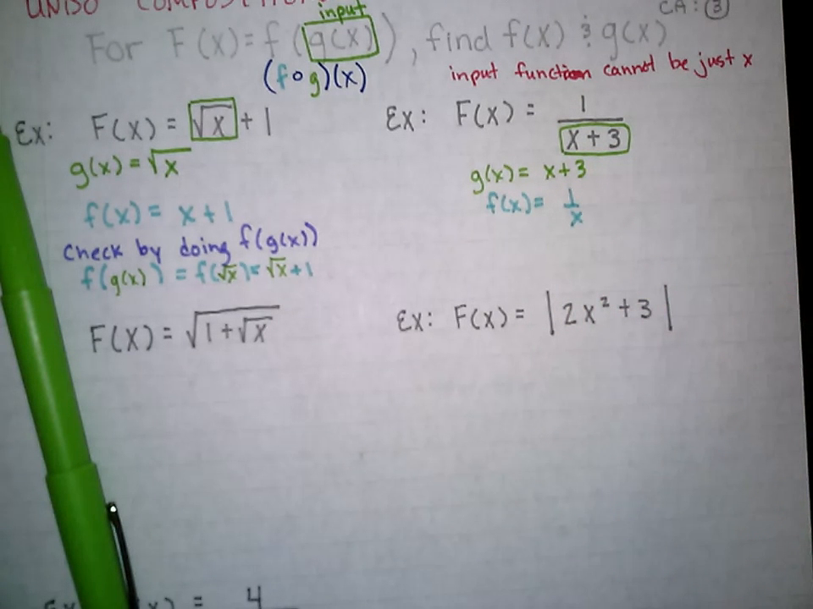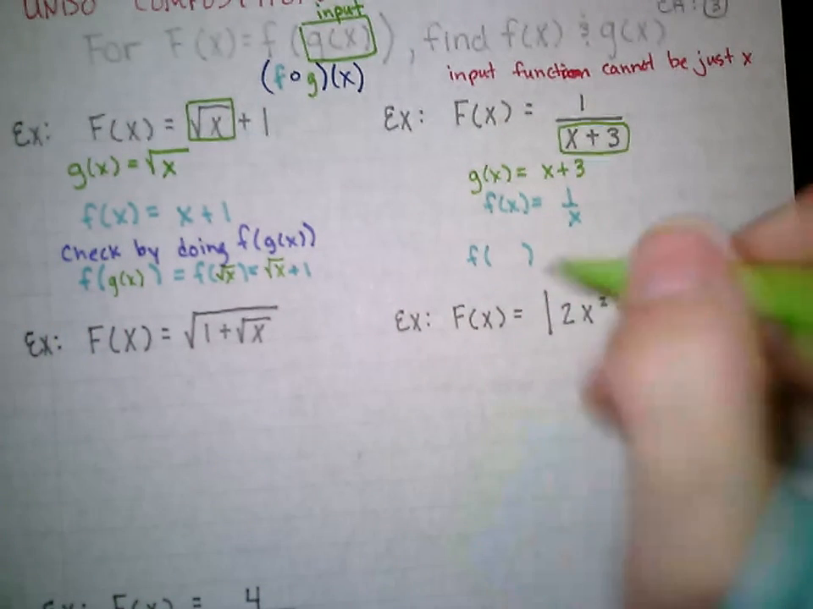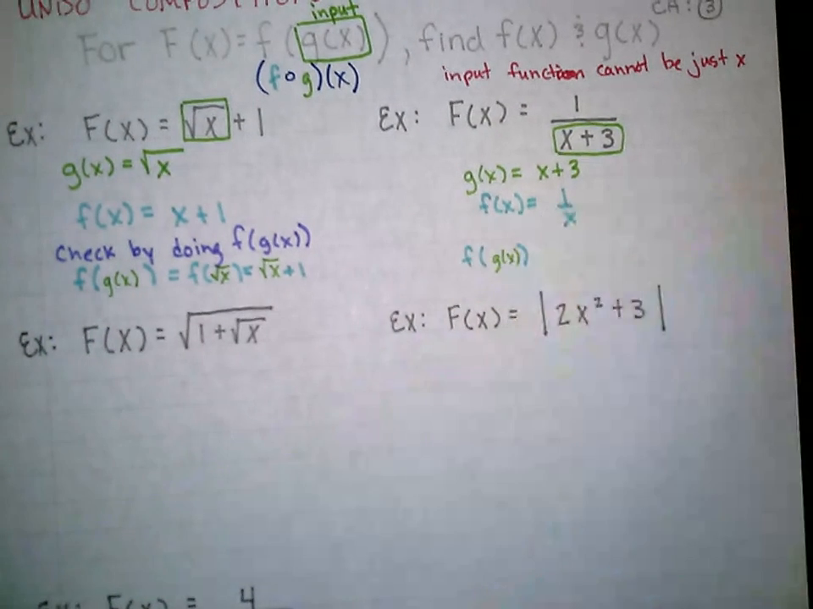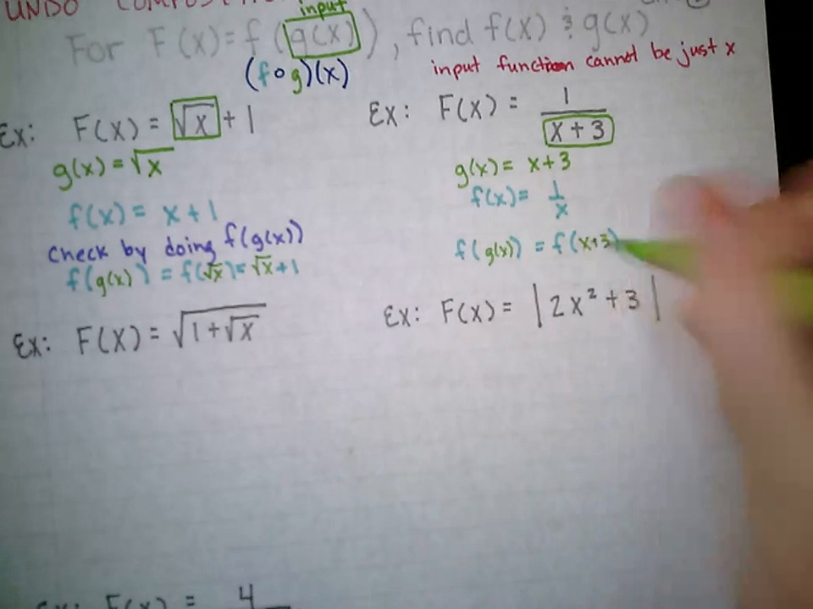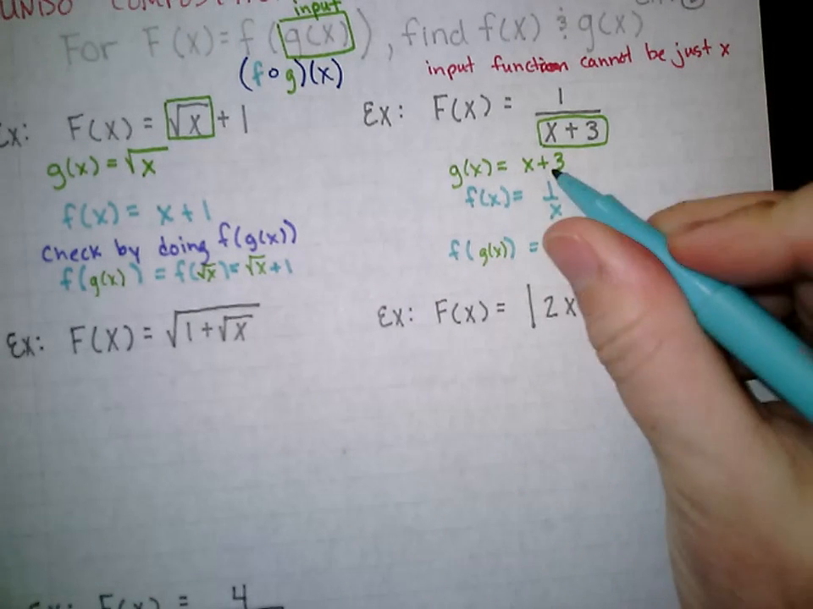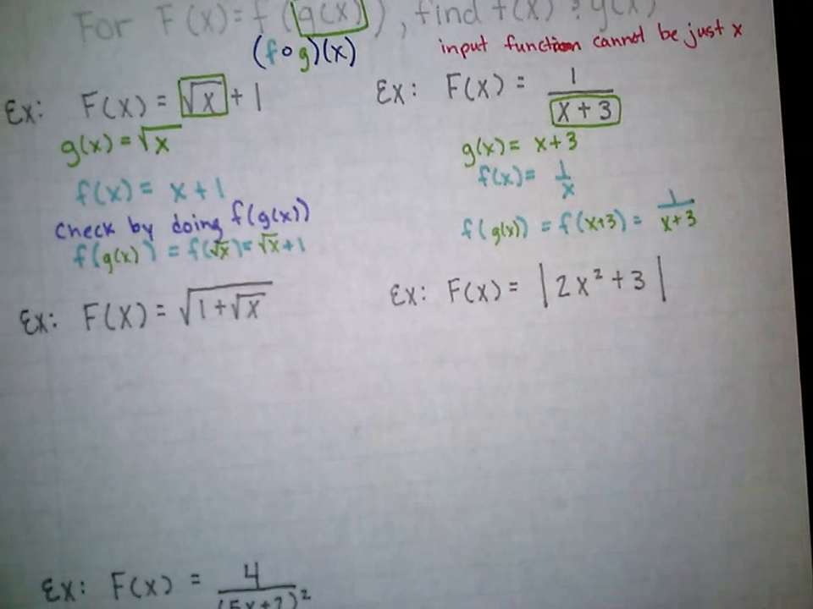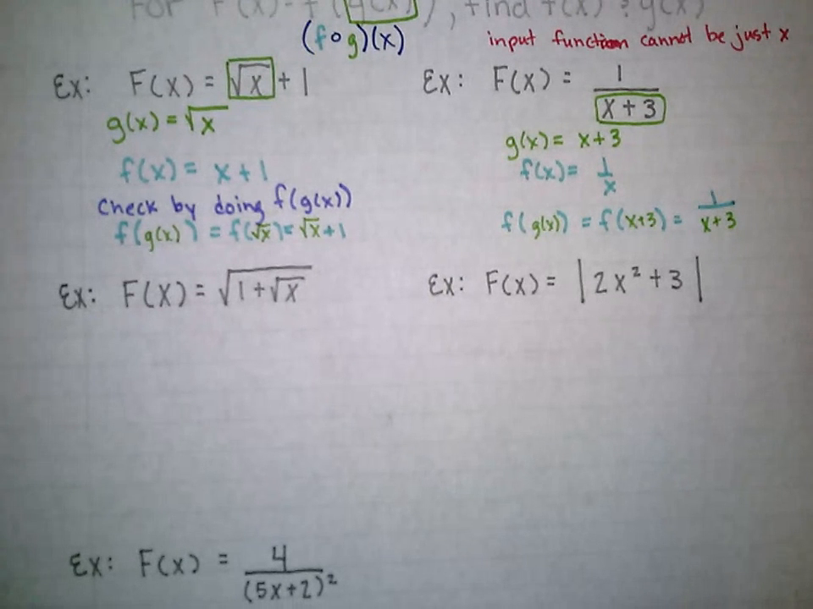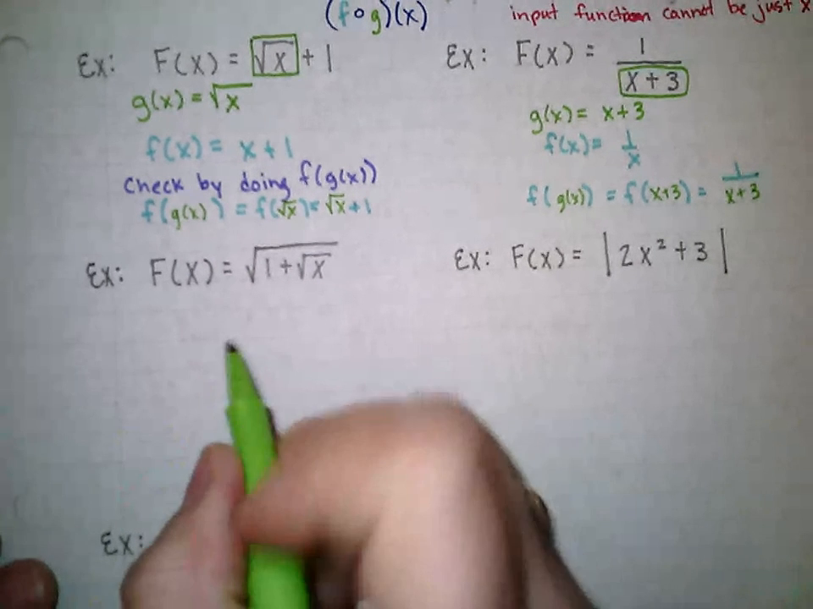So if I think about checking my answer and going back and doing f of g of x, that would be f of x plus 3. f of x is 1 over x, so I replace the x with x plus 3. Okay. There's oftentimes more than one possibility. So starting on these next ones, we're going to look at more than one possibility if more than one exists, which I think I can find more than one for all of them.